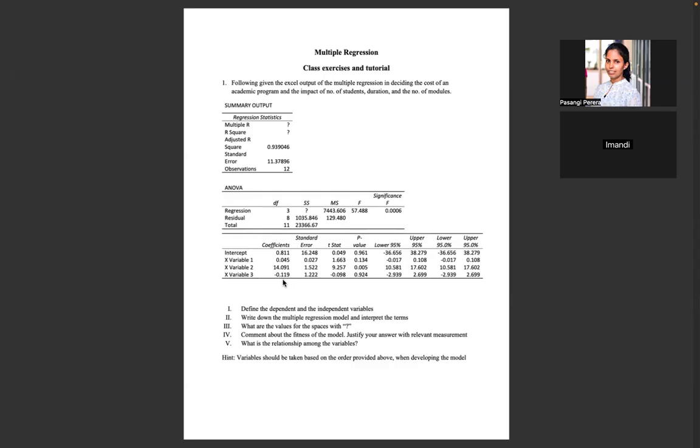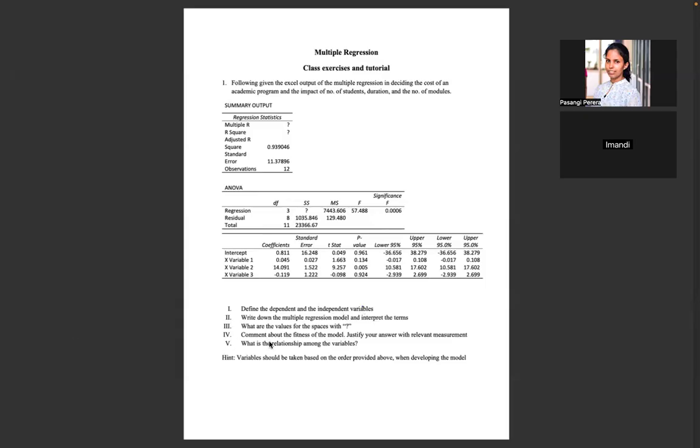That means when one increases, the other decreases. Is it clear? Okay. When one increases, the other decreases, so it's a negative relationship. So then you have to express how. When the number of modules is high or increasing, then the total cost for the academic program will be less. You should be able to write that. Okay, that is it.